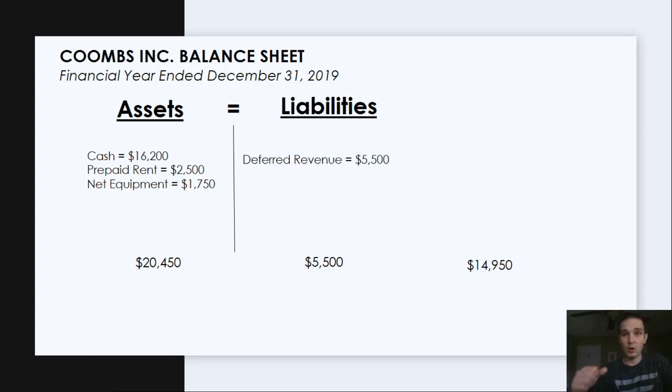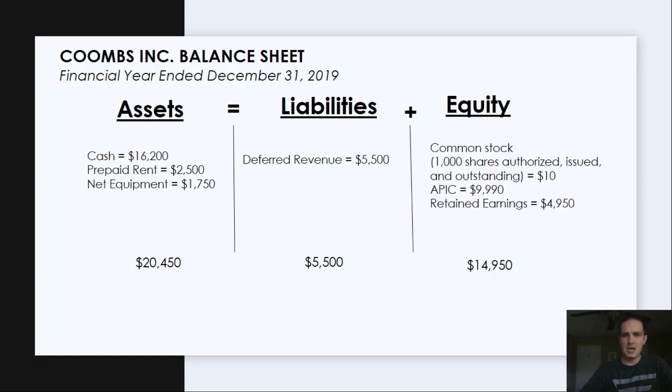That's funded through our liabilities, right? We owe services, we have deferred revenue. We owe services to our customer of $5,500. That's the 11 months left of service, which we calculated through that difference, the $6,000 minus the $500 we amortized. And our equity, which we covered, this retained earnings amount comes from our statement of shareholders' equity, which is a flow through of our income statement. And then we talked about the APIC and common stock.